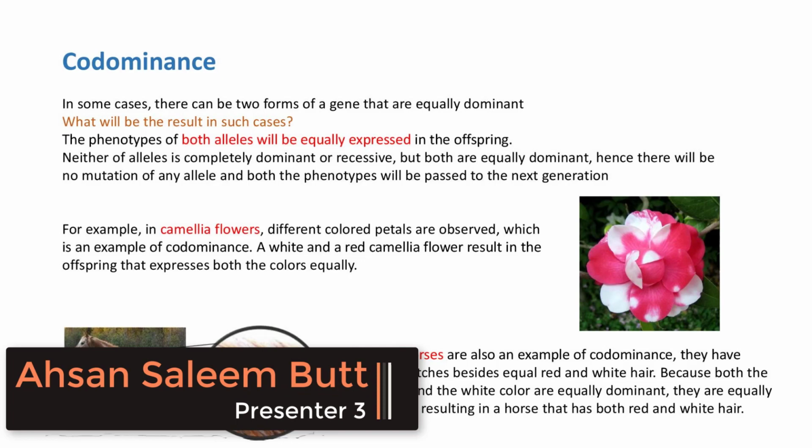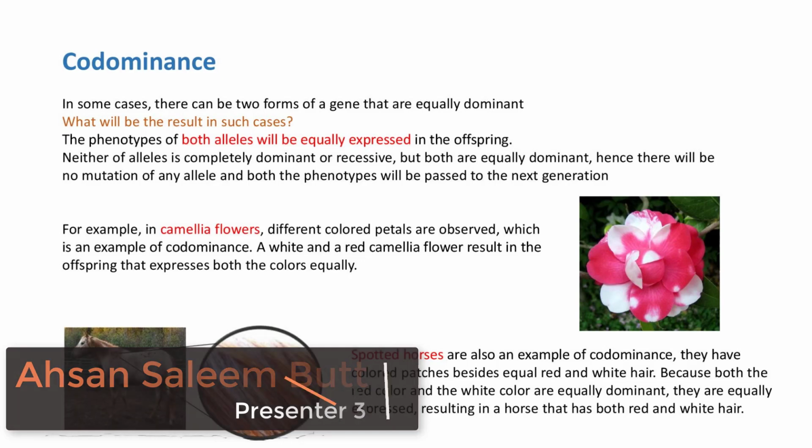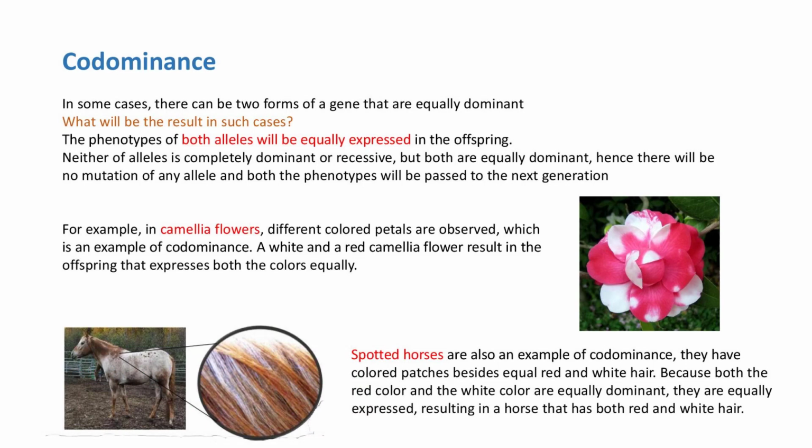Now let's have a look at the concept of codominance. Unlike incomplete dominance, if both the traits are equally dominant, then what will happen? The phenotypes of both alleles will be equally expressed in the offspring. Neither of the alleles is completely dominant or recessive. Both are equally dominant, hence there will be no mutation of any allele, and both the phenotypes will be expressed in the next generation. For example, in camellia flowers, different colored petals are observed, which is an example of codominance. A white and a red camellia flower result in an offspring that expresses both the colors equally.